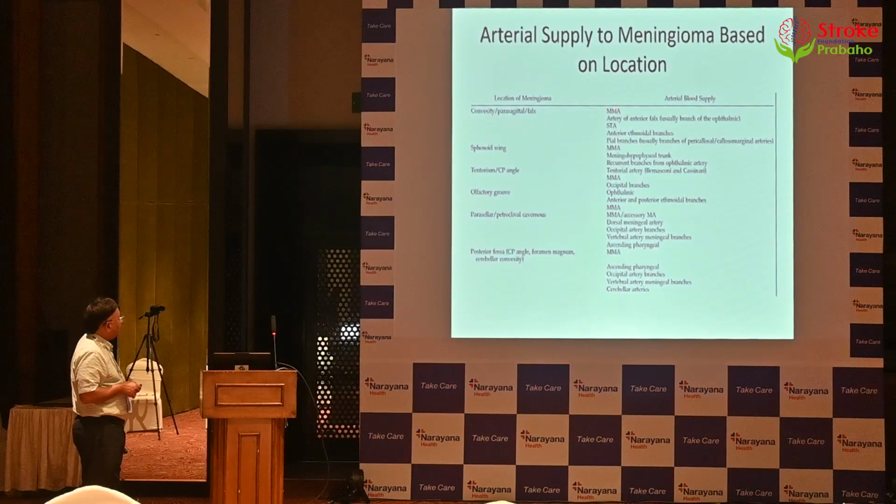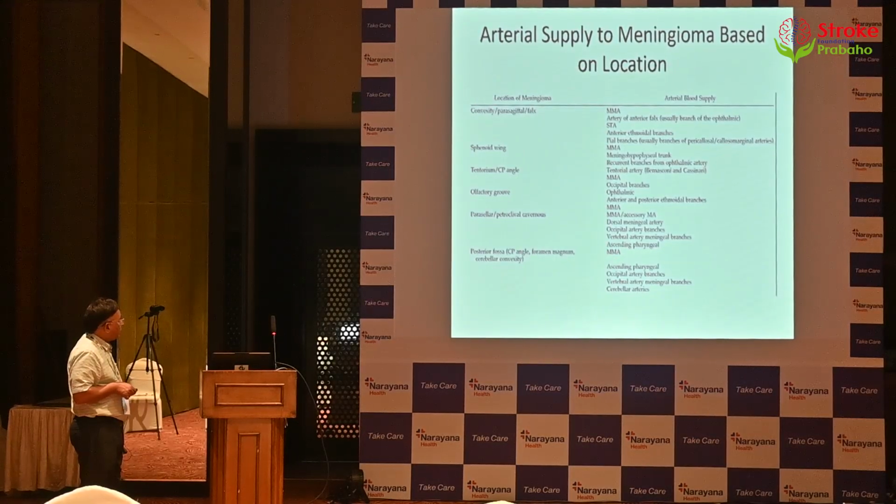Convexity: mainly middle meningeal artery or an artery of the anterior falx, which is usually a branch of the ophthalmic artery. Then sphenoid wing may have supply from the middle meningeal artery and may have the posterior trunk. Tentorial meningiomas are supplied by the tentorial artery of Bernasconi and Cassinari, then by the middle meningeal artery. Olfactory groove meningioma is mainly supplied by the ophthalmic artery, anterior and posterior ethmoidal arteries and middle meningeal artery. Parasellar and petroclival meningiomas are supplied by the middle meningeal artery or accessory meningeal arteries. And the posterior fossa is not commonly supplied, but it can be supplied by the middle meningeal artery.